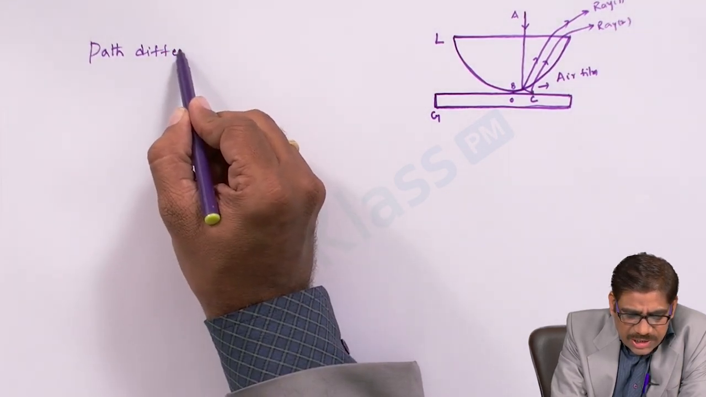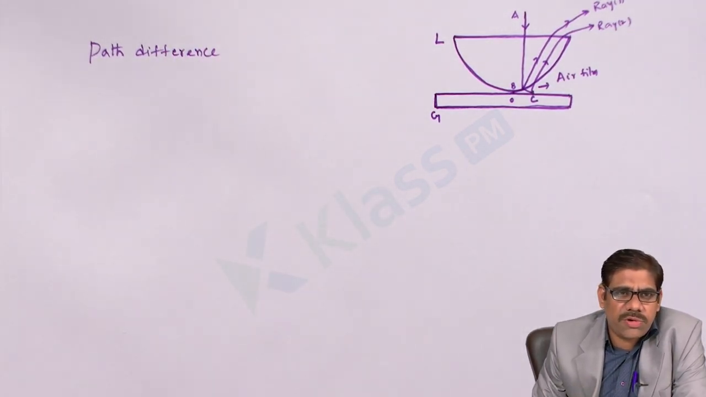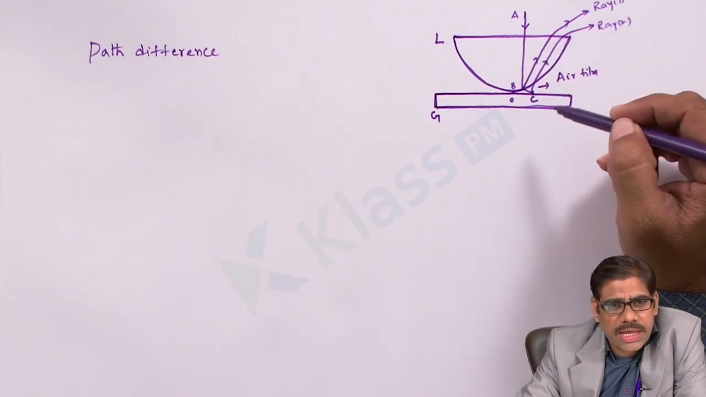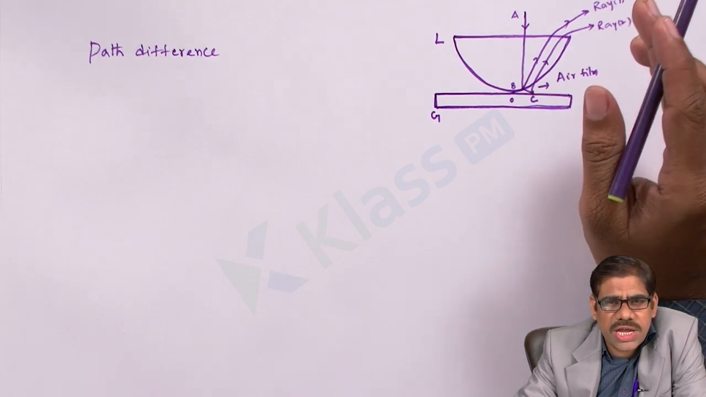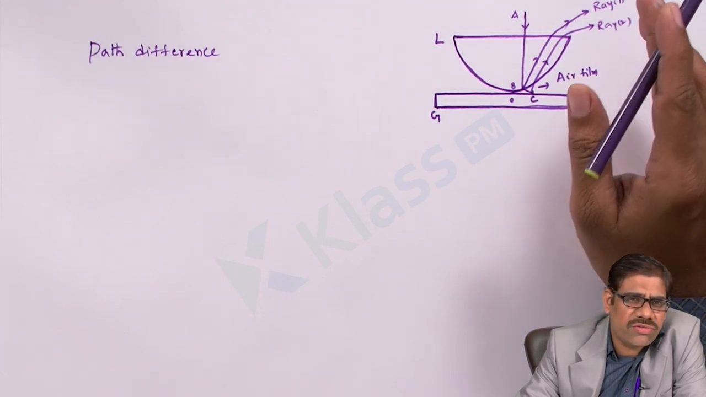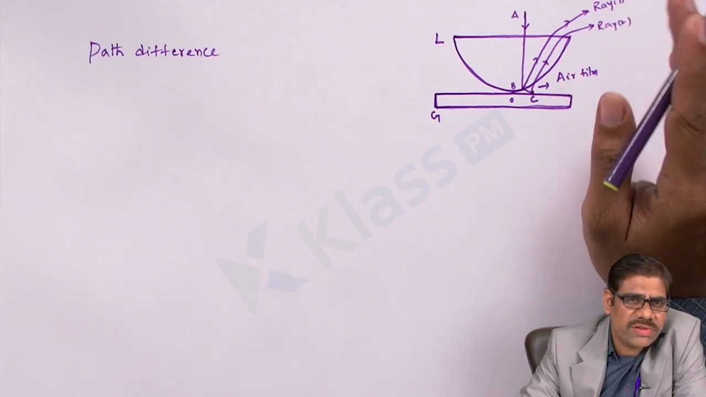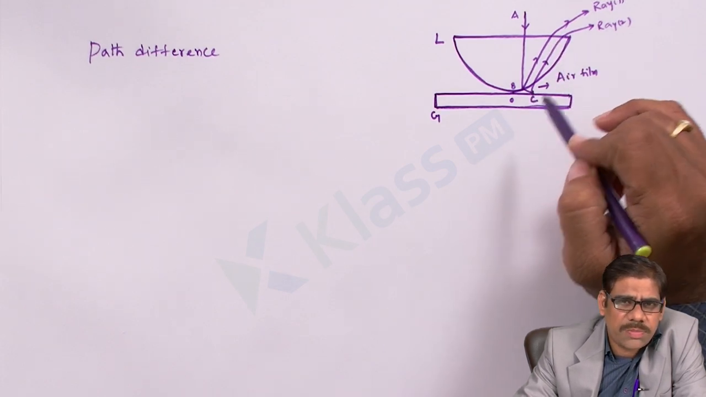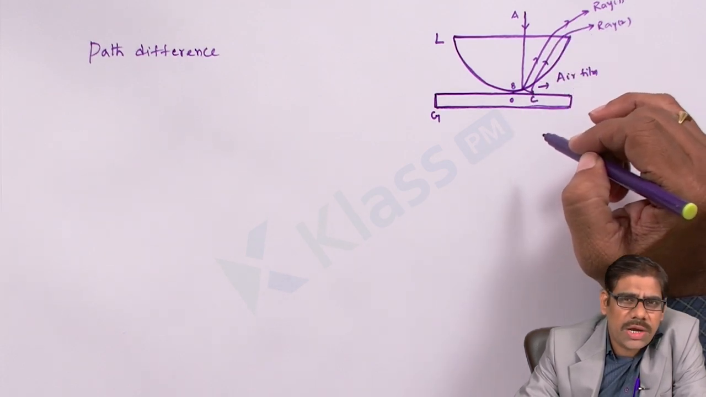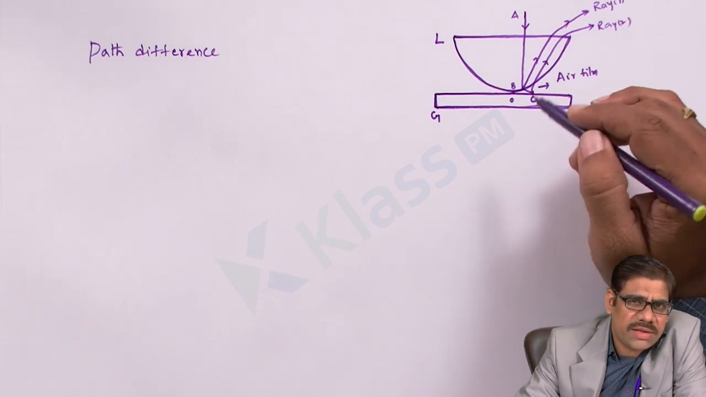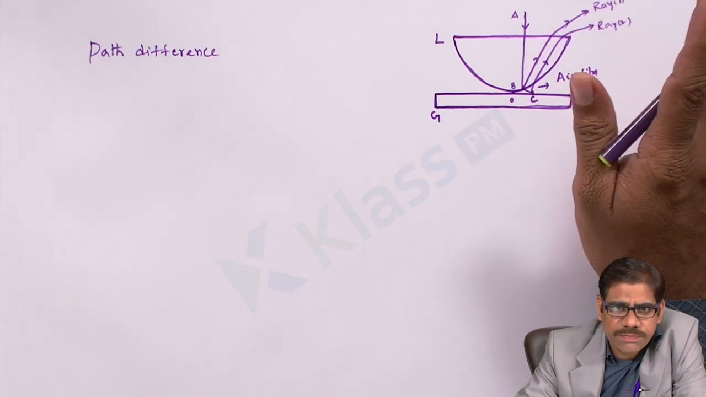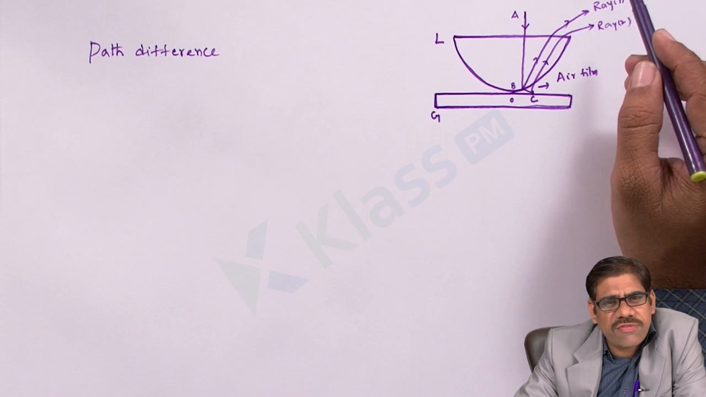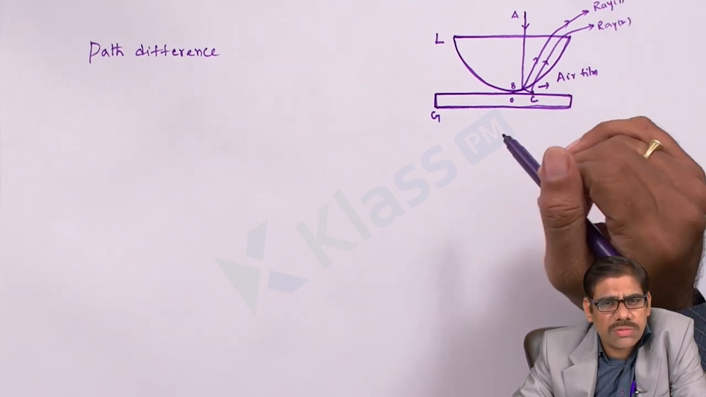Now, before calculating the path difference, let us discuss one more important point. The ray 1 which is getting reflected back does so without any change in the phase. That is, there is no phase difference, so the phase difference is supposed to be 0 in case of ray 1. Because there are no disruptions, directly meeting the lower half of the convex lens, it is getting reflected back without any change in the phase. So, the phase difference for ray 1 is 0.